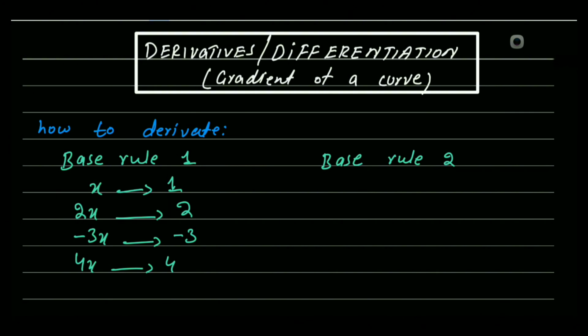If there is a constant, like if 5 is a constant, its derivative will be 0. If minus 2 is a constant, its derivative will be 0. If 4 is a constant, its derivative is equal to 0. So these are the rules of derivative or differentiation.